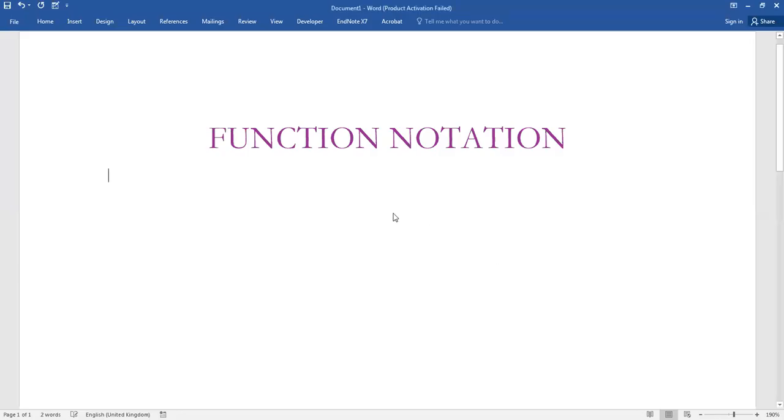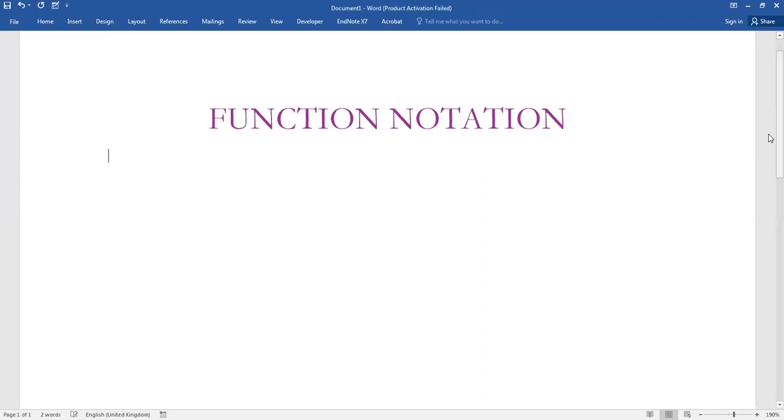Okay, class. So function notation. Today we'll try to understand how we write functions. उसके लिए थोड़ा सा पहले basic introduction of functions. A function is just a mathematical relationship in which every input has a defined output.